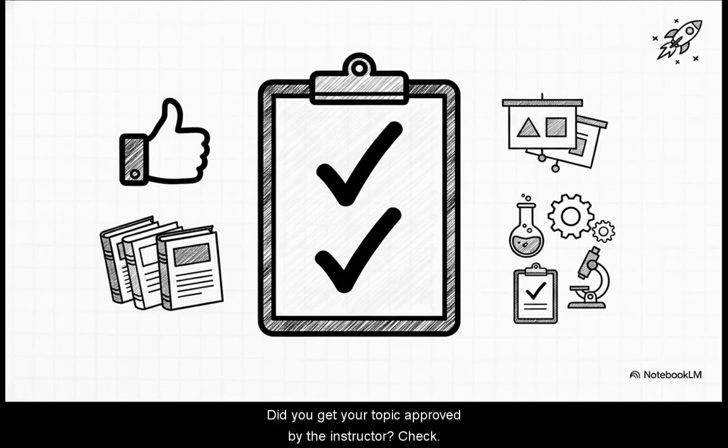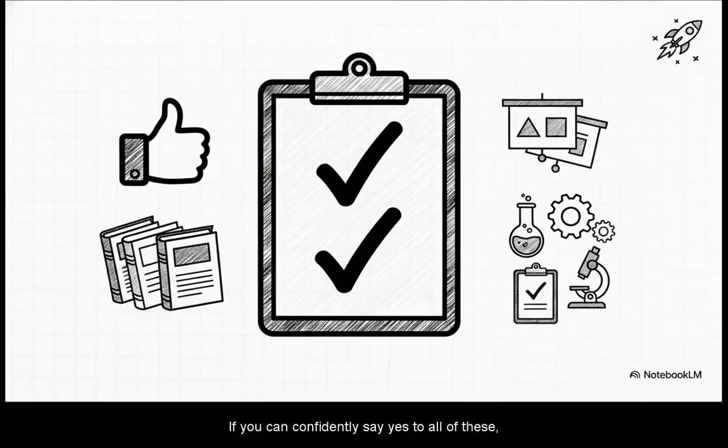Did you get your topic approved by the instructor? Check. Do you have exactly 5 total slides? Check. Are there exactly 4 peer-reviewed articles pulled from the required database? Check. Did you follow the boss level rule and ensure 4 completely different research methods? Check. Are your references in flawless APA format, and did you build the whole thing inside the provided PowerPoint template? Check and check.